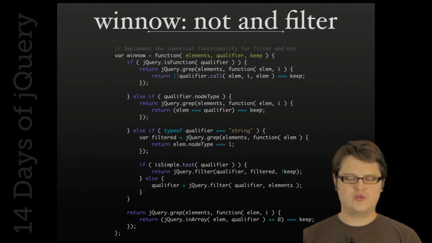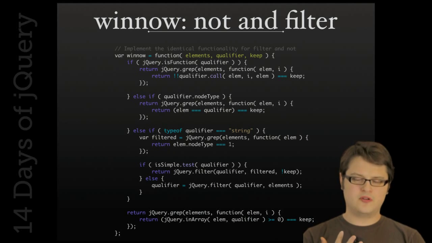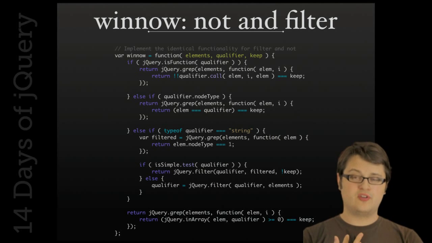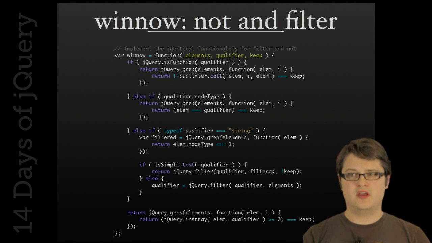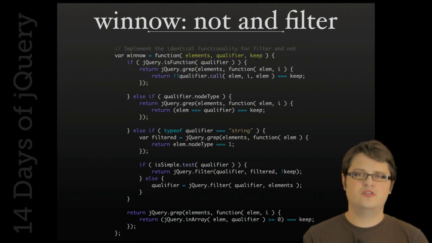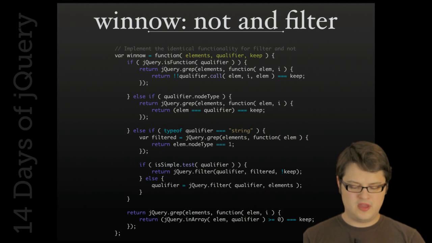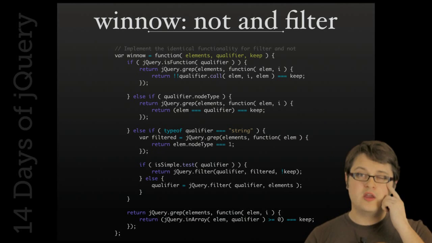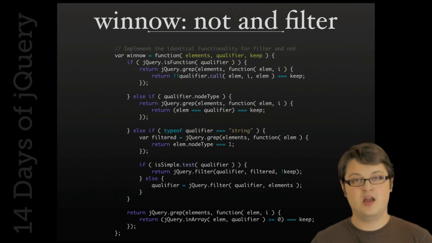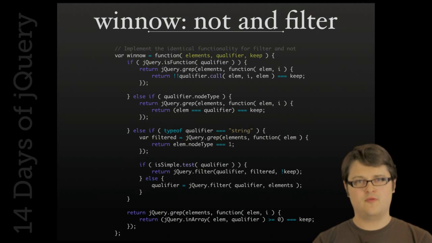And so in this way, you can filter down by element. You can filter by selector, by jQuery set, by function, all these different things. So it's really just a great method for reducing complexity and reducing the amount of duplicate code. And in this way, we were able to get much better API parity between filter and not. There were some discrepancies before, and now they're completely identical.